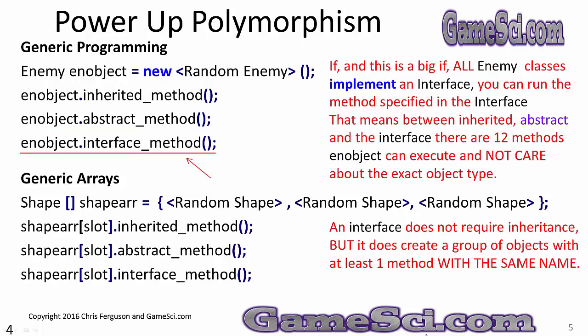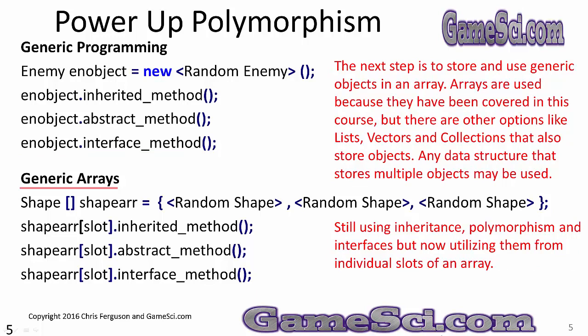enObject.interface method. If, and this is a really big if, all enemy classes implement an interface, you can run the method specified in the interface. That means between inherited, abstract, and the interface, there are 12 methods enObject can execute and not care about the exact object type. An interface does not require inheritance, but it does create a group of objects with at least one method with the same name.